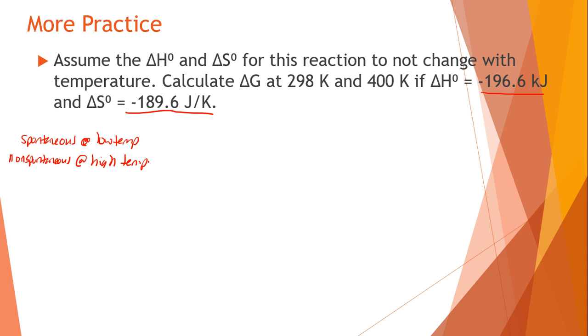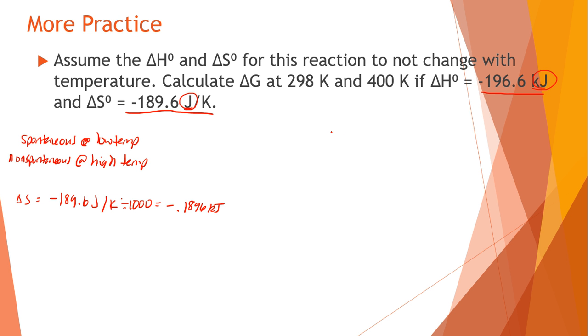Next thing you have to do is make sure everything's in your proper units. So here, my temperatures are already in Kelvin. I do not have to worry about that. However, my entropy is given in joules, my enthalpy is given in kilojoules. So I have to change my joules into kilojoules. So here my delta S value of negative 189.6 joules per Kelvin, we've got to divide by 1,000, and that gets us negative 0.1896.